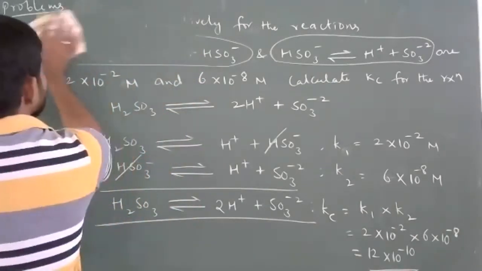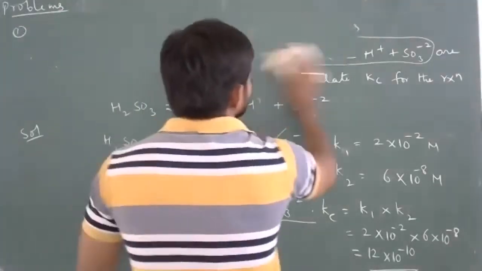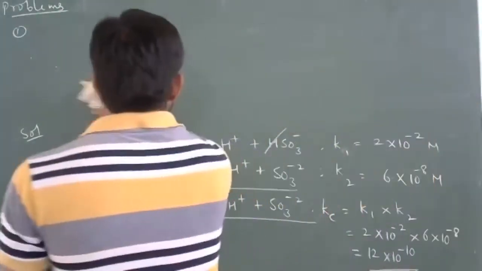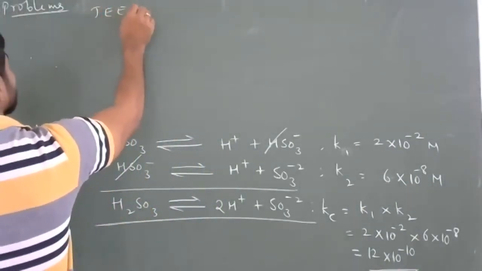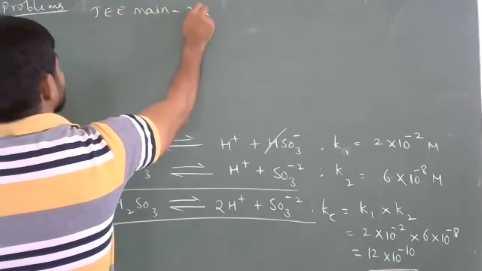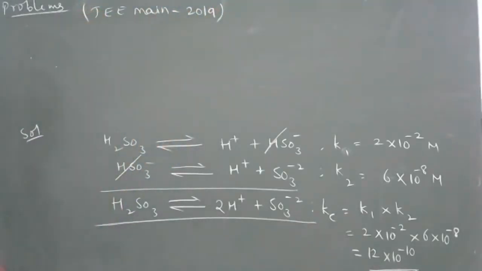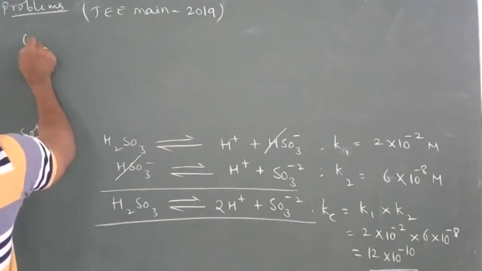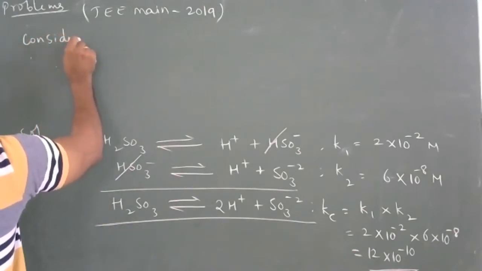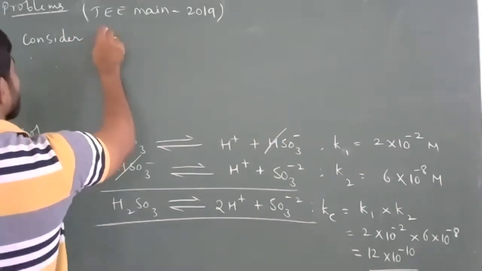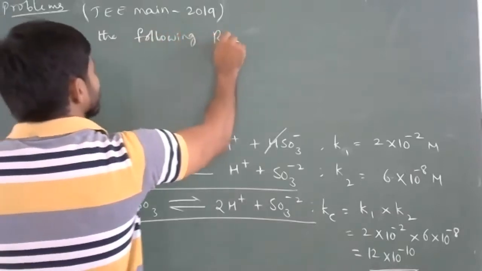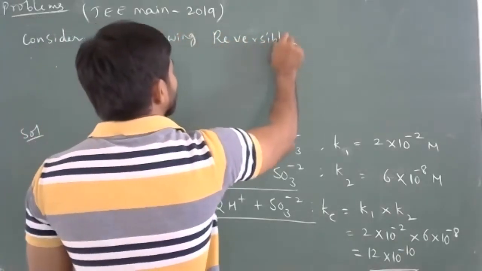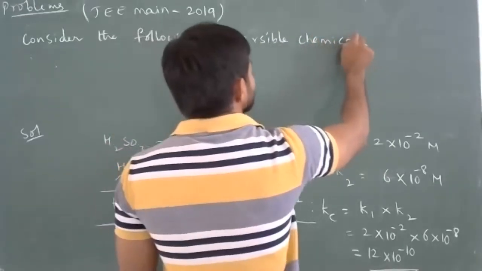Okay. So now I'll write another problem. Simple only. You try to find out the answer. This is a JEE main 2019 problem. Write down. Consider the following reversible chemical reactions.